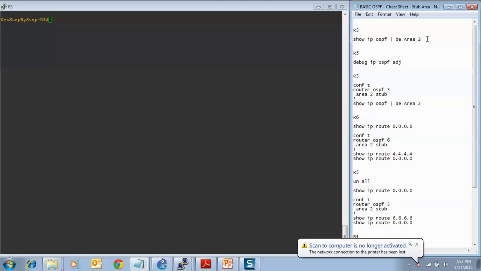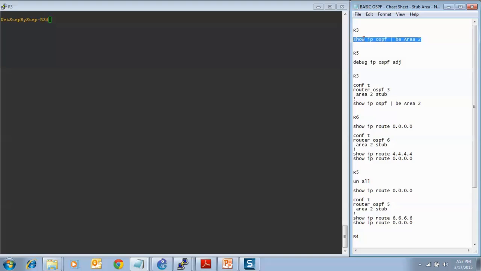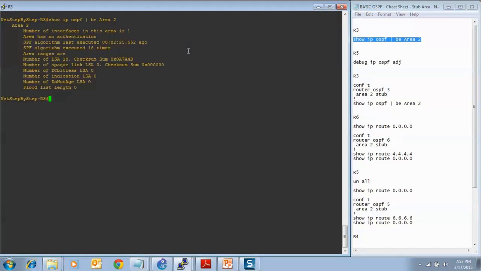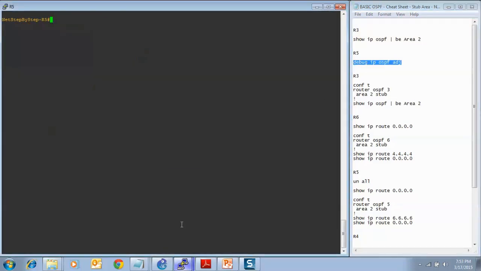Configuring a stub area reduces the topological database size inside an area and reduces the memory requirements of routers inside that area. First, I am entering show command show IP OSPF pipe begin area 2 on router 3 to see configurations of this area. At the same time, I am enabling OSPF debugging on router 5 using command debug IP OSPF adjacency.